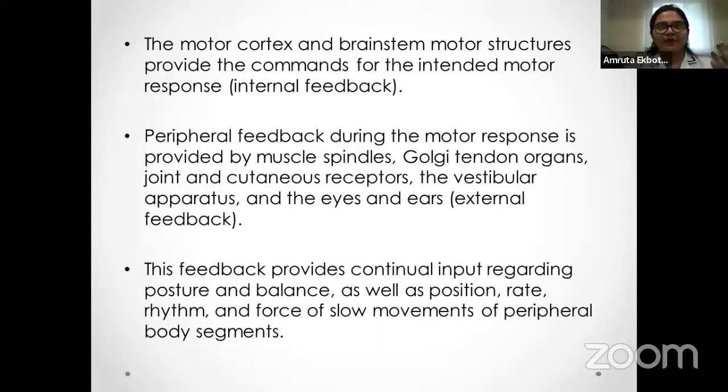So a visual stimulus or an auditory stimulus will be required to locate the object, right? Once the object is located, if I want to lift the object, then the sequence of movements will occur. Then this feedback will provide continual input regarding posture and balance, as well as position, rate, rhythm, and force of slow movements of peripheral body segments.